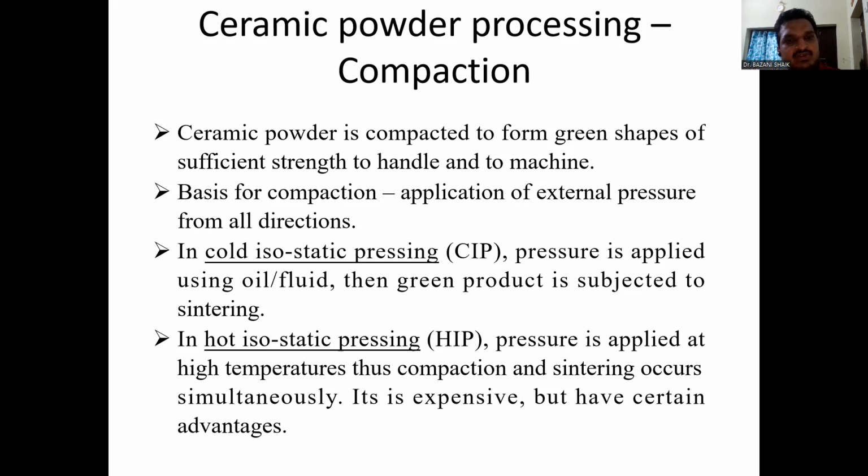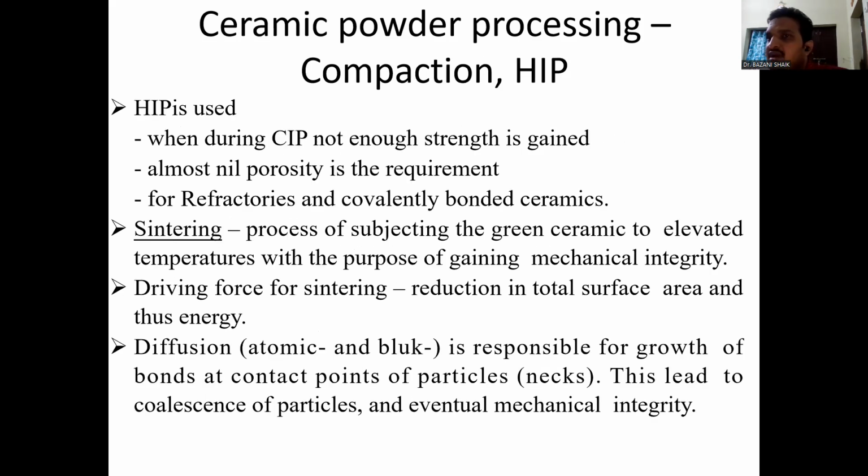Hot isostatic processing is used when, during cold isostatic processing, not enough strength is gained. Almost nil porosity is a requirement for refractory and covalent bond ceramics. Already we know about sintering, where the green ceramic is subjected to elevated temperatures for the purpose of gaining mechanical integrity. The driving force for sintering is the reduction in total surface area, to improve the energy and to have control over the different forces applied and surfaces.